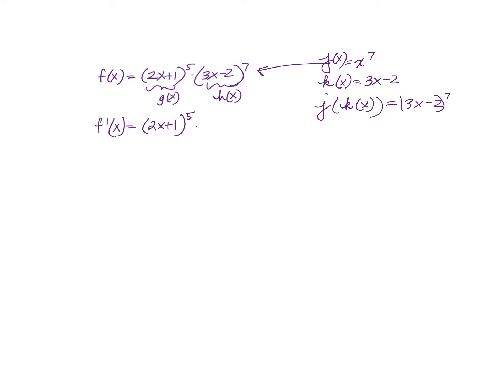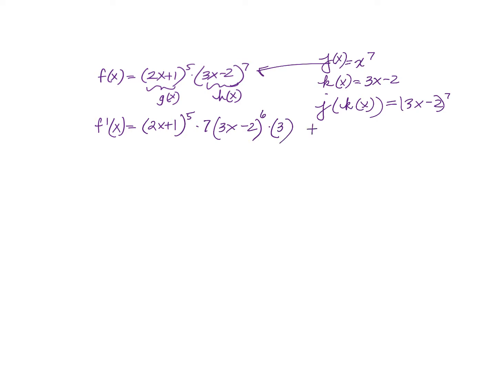So when I take the derivative of h of x, because that's my product rule, remember my product rule says the first function times the derivative of the second function, I'm going to bring this 7 down and I'm going to leave the inside alone. And now it's going to be this to the 6th power. And then I have to take the derivative of the inside. So the derivative of 3x - 2 is just 3.